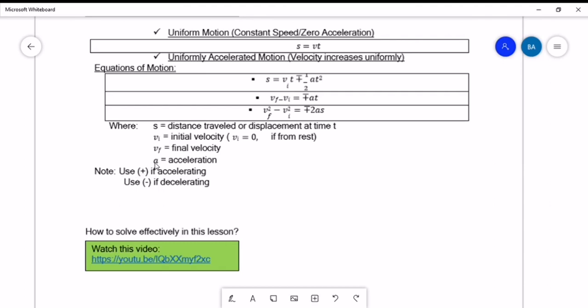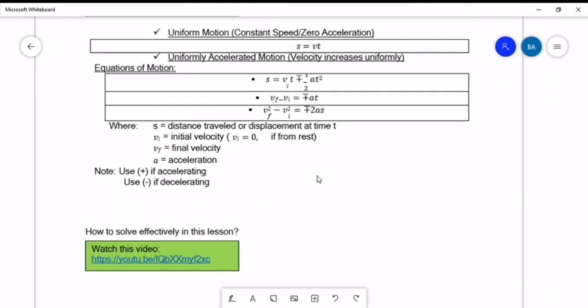You are going to use positive if the object or the problem shows that it is accelerating. It means that the velocity is increasing. For example, if we have 2 meters per second and it increases to 3 meters per second, that is an accelerating example. And you are going to use negative for decelerating motion, in which the velocity is decreasing. For example, the initial velocity is 4 meters per second and the final velocity is 2 meters per second. At that point it decreases. That is the difference.